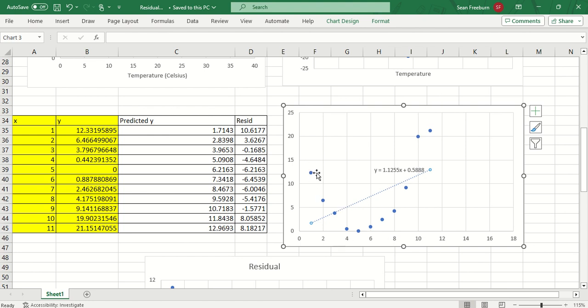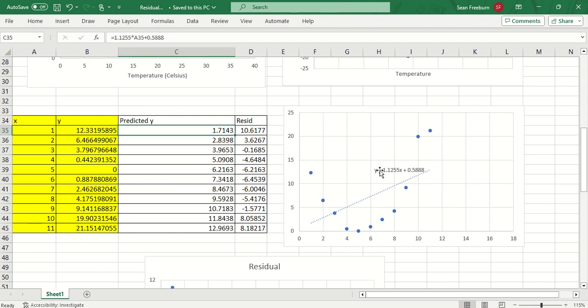Clearly, it's not linear. But look, I could do a regression. Technology doesn't care. Excel will happily do a regression, as will most scientific and graphics calculators. So if I do a linear regression, it looks like this. Now that's clearly not a good fit, but look, it's done the regression and it's giving me a linear line of best fit. So using that information, I've got a predicted y here.